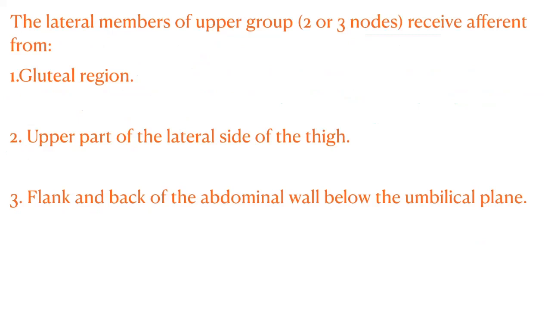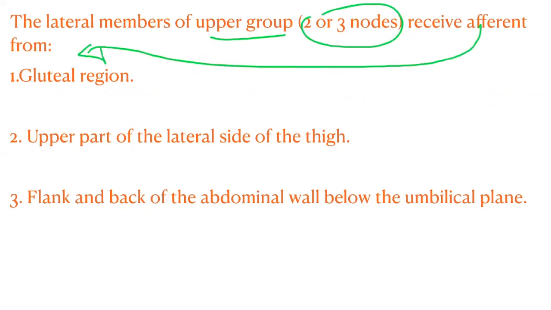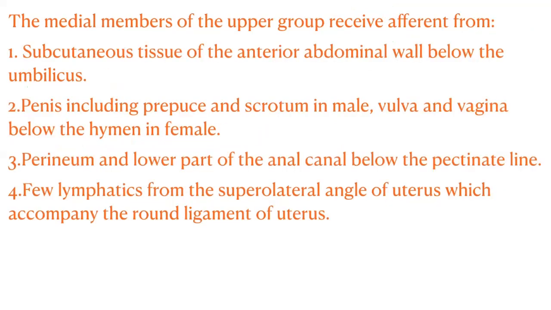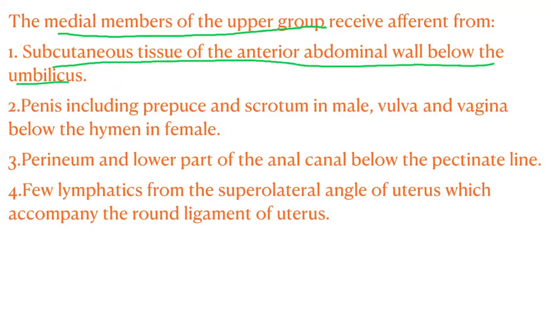So the lateral members of the upper group, 2 to 3 nodes, receive efferents, remember, from the gluteal region, upper part of the lateral side of the thigh, flank and back, and the abdominal wall below the umbilical plane, right? The medial members of the upper group receive efferents from the subcutaneous tissue of the anterior abdominal wall below the umbilicus. So below the umbilicus also drains into the superficial inguinal lymph nodes, right? And also from the penis, including prepuce and scrotum in male, and vulva and vagina below the hymen in female.